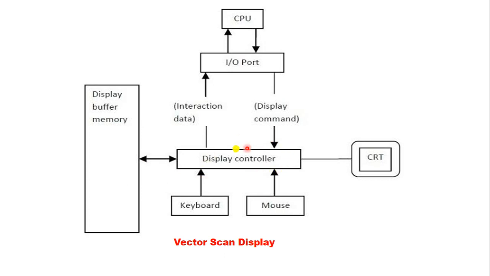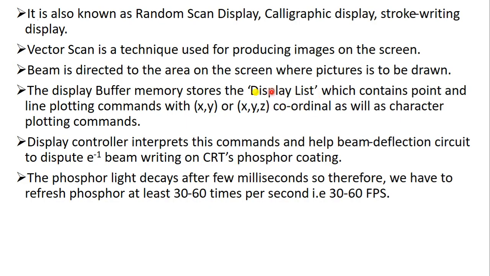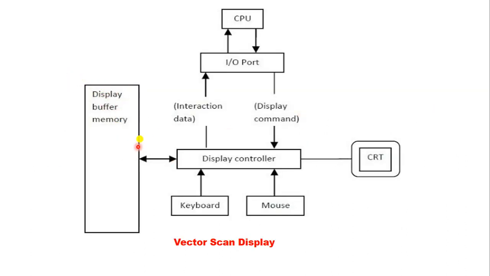So the display controller will take the information from the display buffer memory. What it contains is the display command or display list, and that contains the information. We have seen this here: the display list contains the points, so this is the information. In the display buffer memory we have the display list or display commands which contain the information.